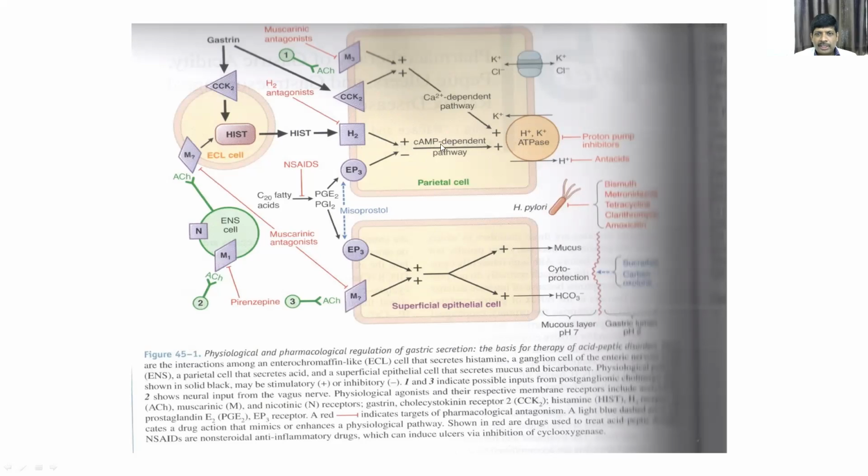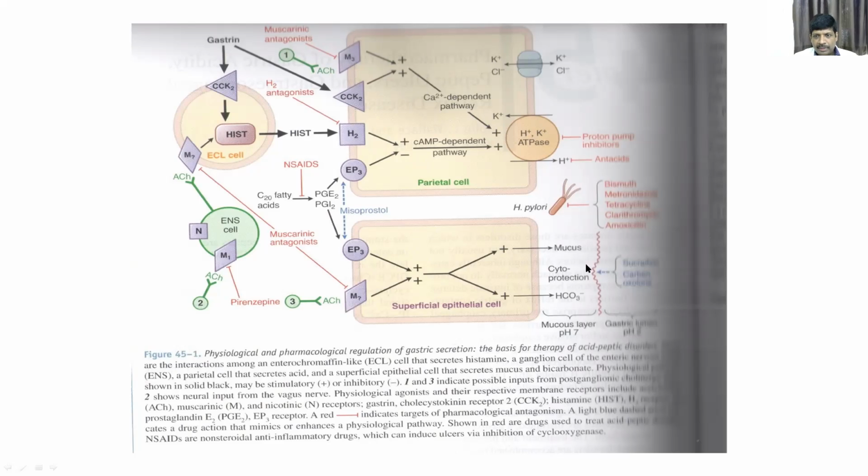It stimulates the cAMP pathway, causing stimulation of the proton pump, causing generation of more H plus ion and more acid. So you need to block this. Histamine acts on it, so an H2 blocker is given. The M3 receptor again causes stimulation and more HCl formation. So a muscarinic antagonist is given.